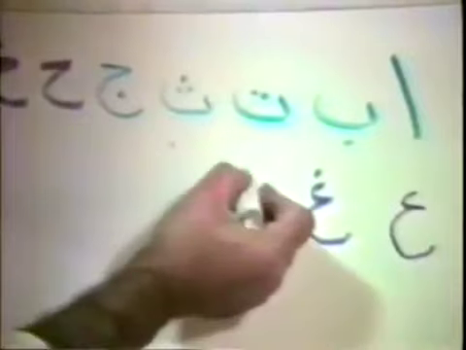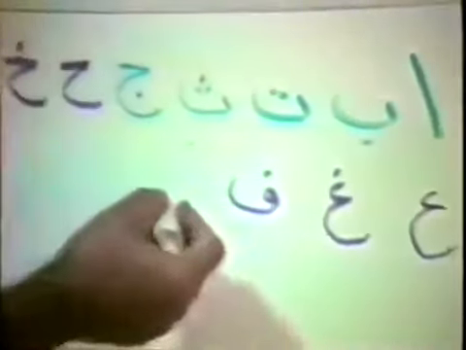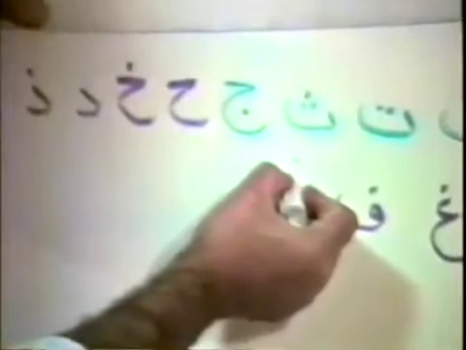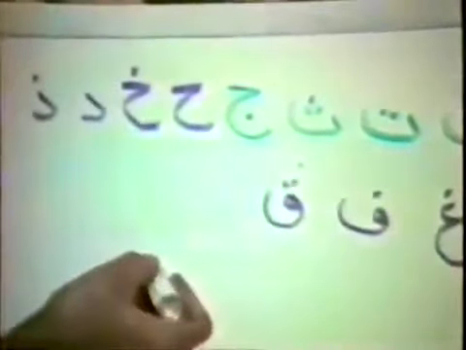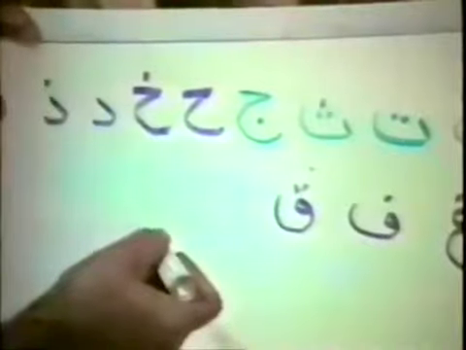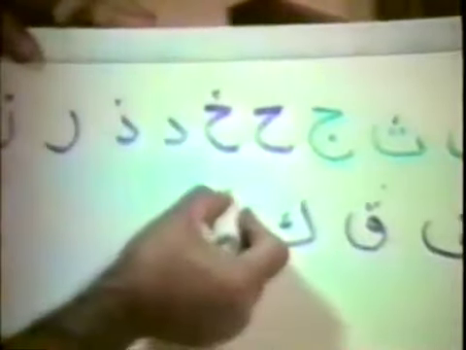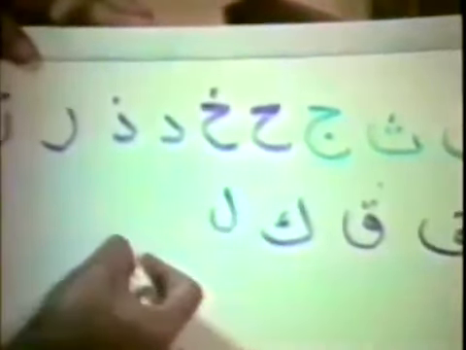Fe, which is equivalent to F, as in Frank. Next letter is Qaf, with the two dots. That's a heavy Q, a heavy K, Qaf. It is the regular K. Kaf, Lam, L.